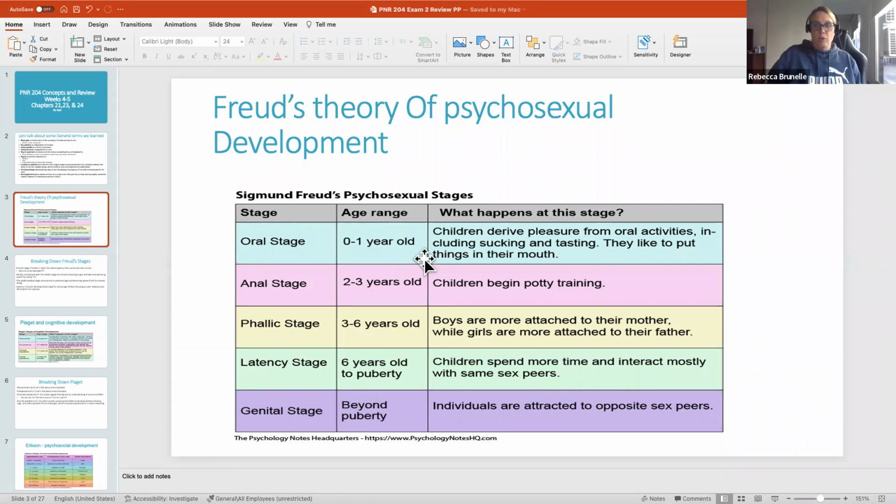And as they get over that, they move into the latency stage, which is school age until the start of puberty. In this stage, children really spend most of their time with their same-sex peers. So children are playing on the same sports teams, where it's girls on the girls soccer team and boys on the boys soccer team, and they're not really playing mixed co-ed sports. They're just hanging out with their own peer group, which is usually going to be their own gender. And once they start to get towards puberty, that's when they start interacting more with the opposite gender.